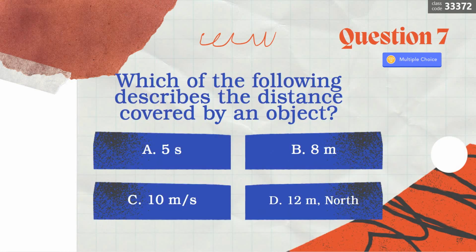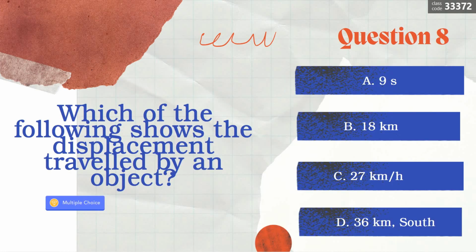Number 7 question. Which of the following describes the distance covered by an object? A, 5 seconds, B, 8 meters, C, 10 meters per second, or D, 12 meters north? Very good. The correct answer is letter B, 8 meters. Let us have number 8 question. Which of the following shows the displacement traveled by an object? A, 9 seconds, B, 18 kilometers, C, 27 kilometers per hour, or D, 36 kilometers due south? Very good. The correct answer here is letter D, 36 kilometers south.